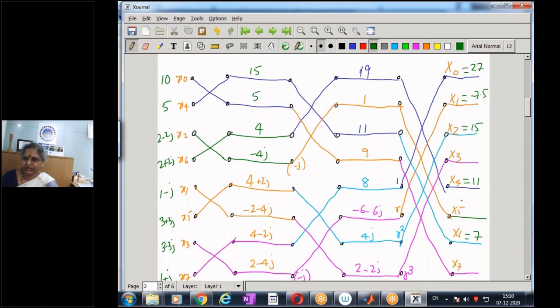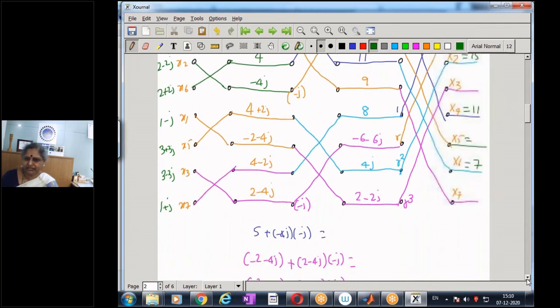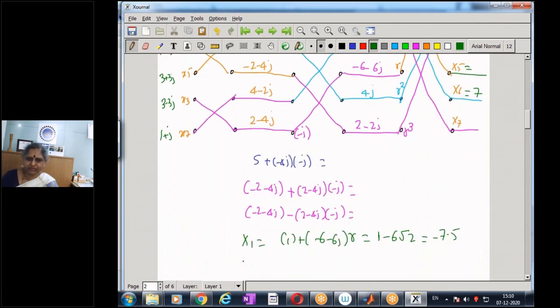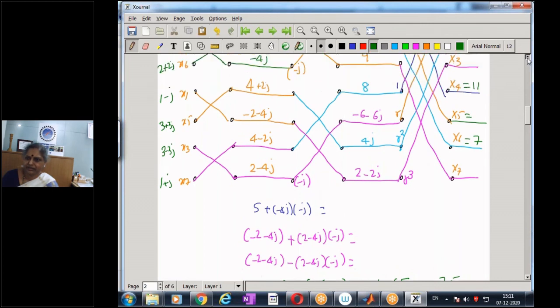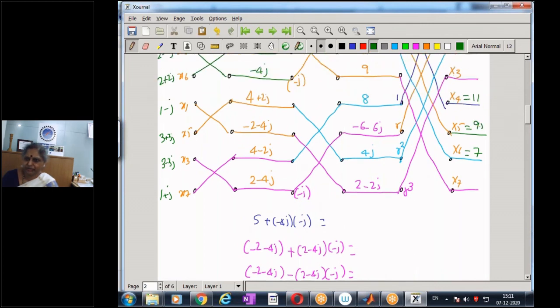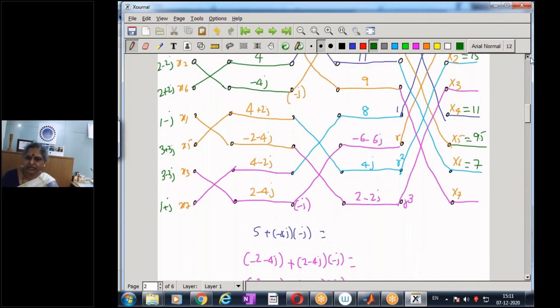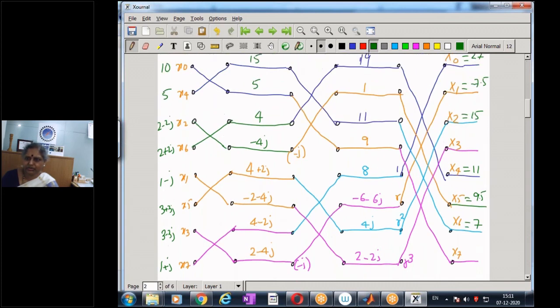And similarly, x5 is going to be the other one. Similar to x1, x5 is going to be 1 minus 6 minus 6j into gamma, and that is going to be 1 plus 6 root 2, which is approximately 9.5. So I have my x5 as 9.5.